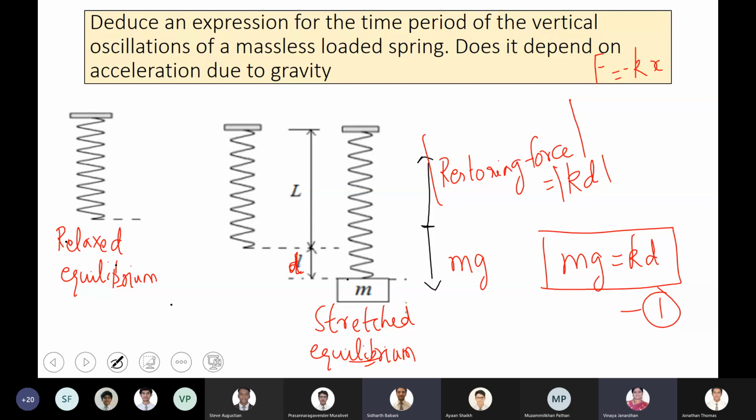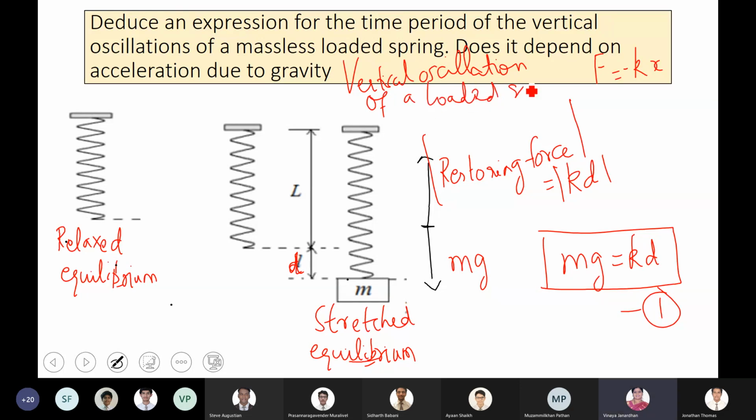Ma'am, what's the subtopic? Vertical oscillations of a loaded spring. Shall I write? Vertical oscillations. There can be horizontal oscillation also. Vertical oscillation of a loaded spring.